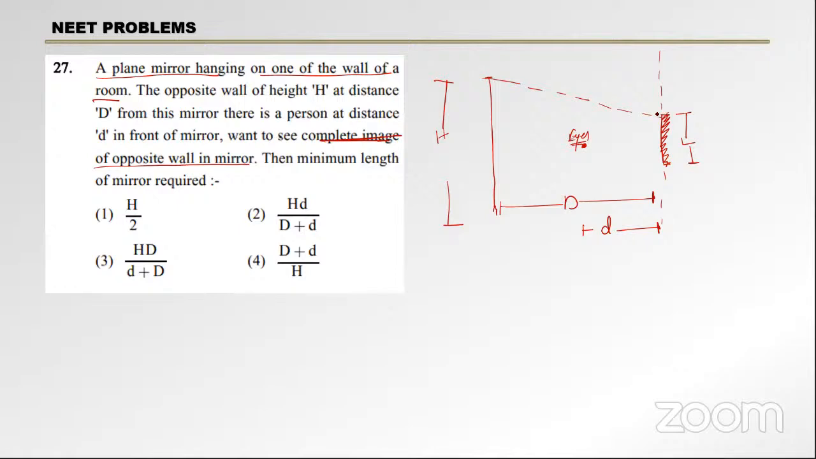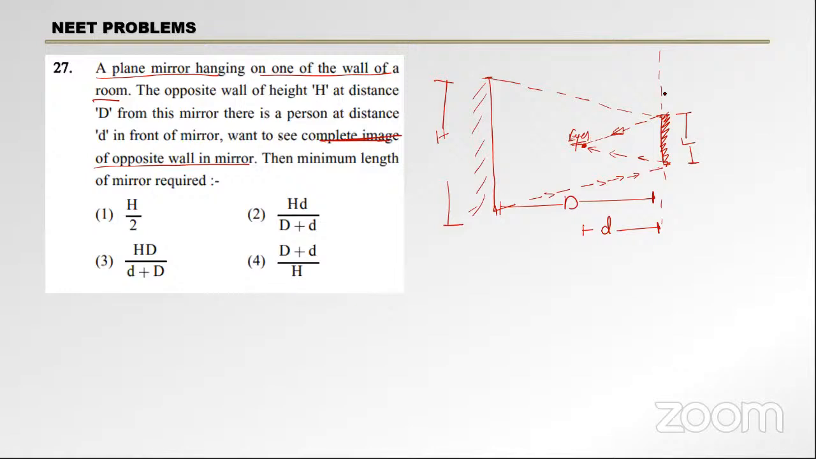Okay, at the edge, it will go into the eye like this, and the bottom light ray of the wall will go like this, and it will go into the eye. Now this is the condition when a person can see the full wall image, the whole wall is visible to them. This is the condition, right? So this L will be the length.